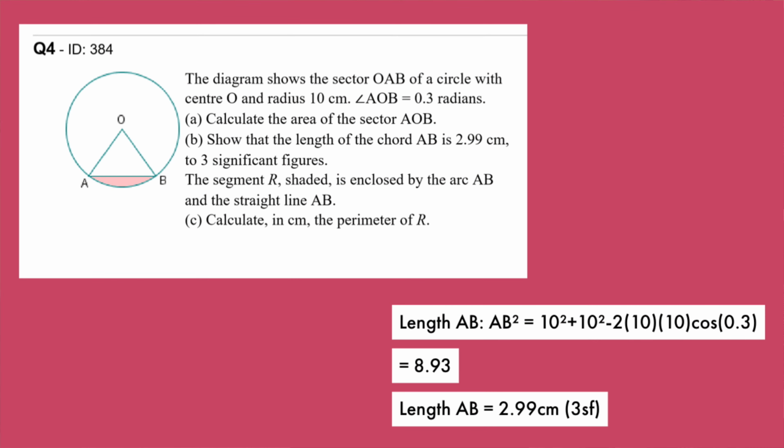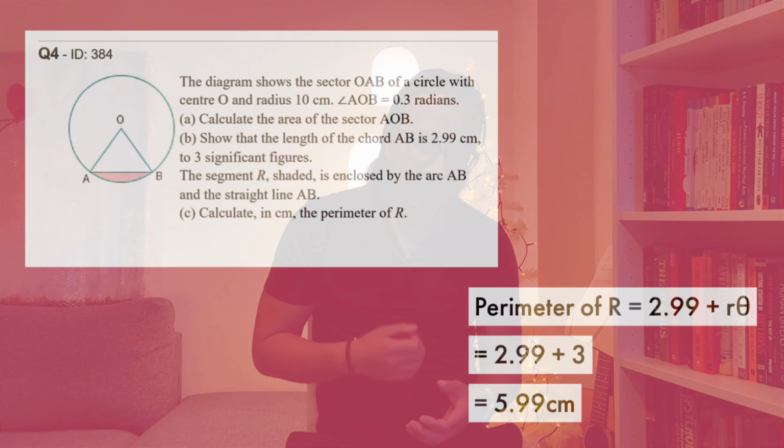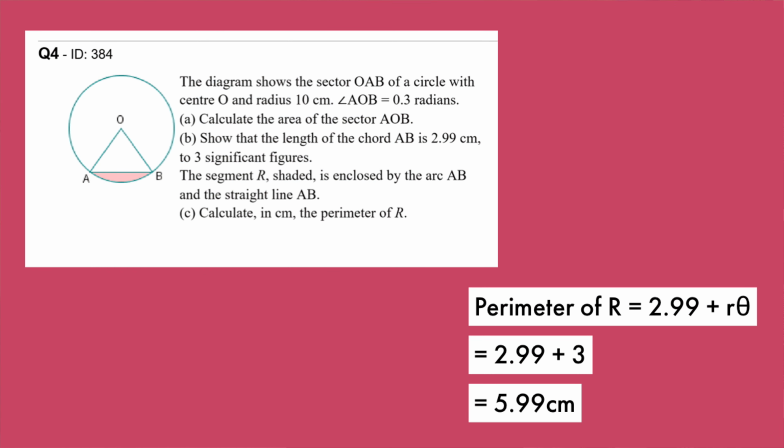Anyway, if you plug in the values, you'll be able to show that the length of the chord AB is 2.99 centimetres to 3 significant figures. Question C should be relatively straightforward if you got the answer to the previous question right. It will be the answer from part B, 2.99 centimetres, plus the length of the arc, which is the radius multiplied by the angle in radians. Plugging in the values, you should get an answer of 5.99 centimetres. Hopefully everyone who attempted the question got the answer right and got full marks.